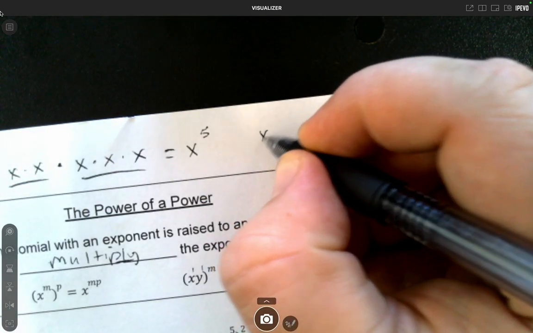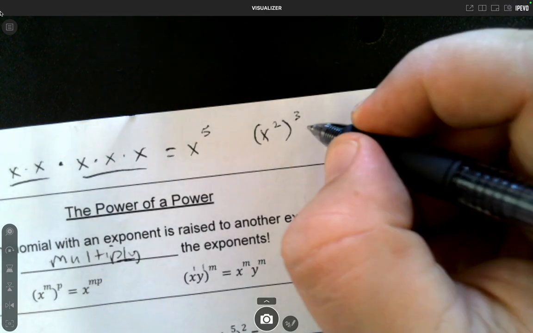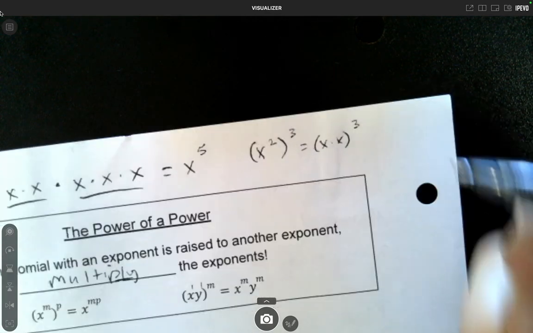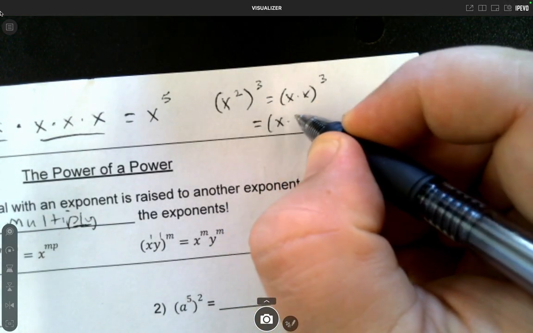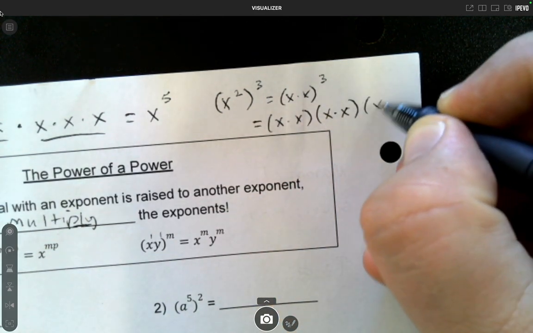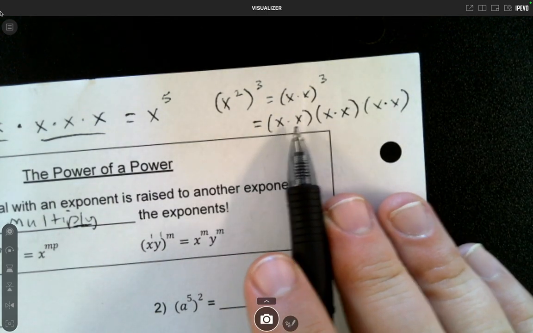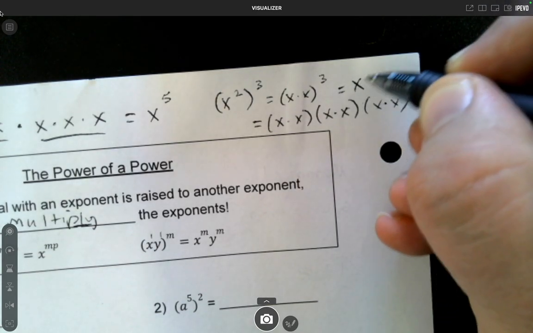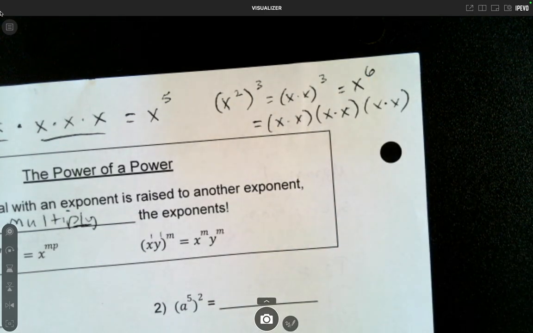However, if I have x squared cubed, well, x squared means x times x. And cubed means we multiply that thing by itself 3 times. So x times x once, x times x twice, x times x 3 times. If you look here, we have a total of 6 x's. So that's why this would be equal to x to the 6th. So we multiply 2 times 3 to get the answer here.